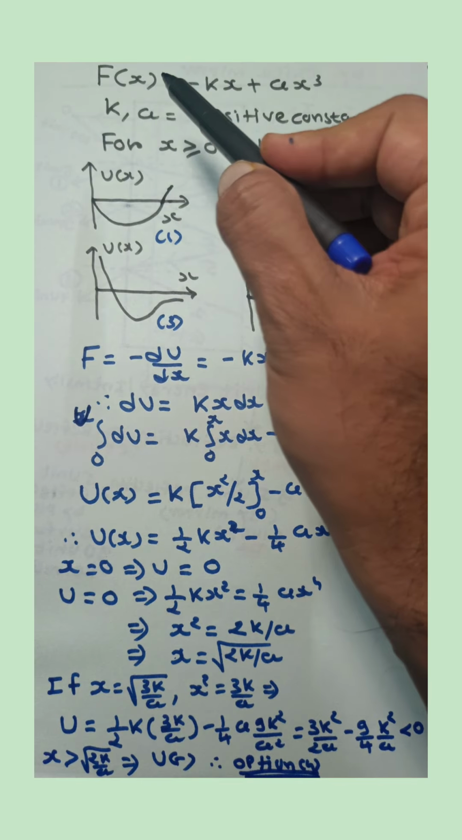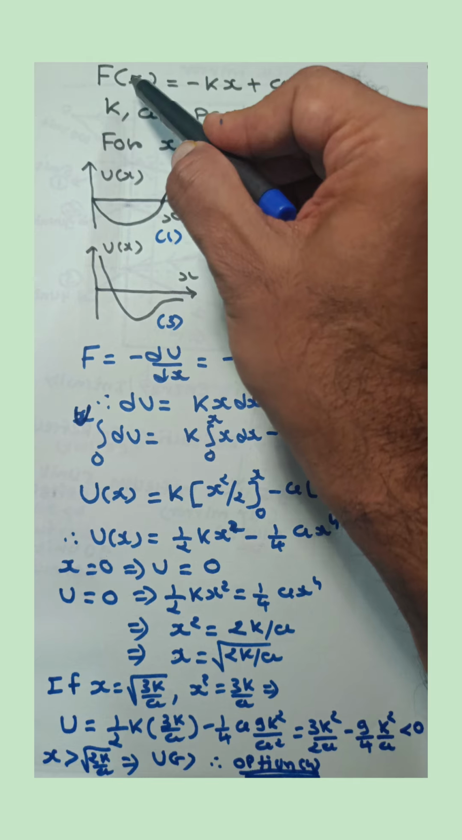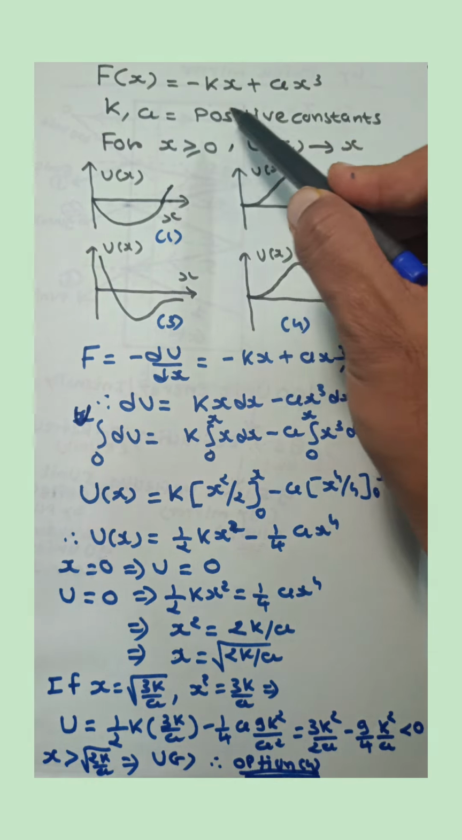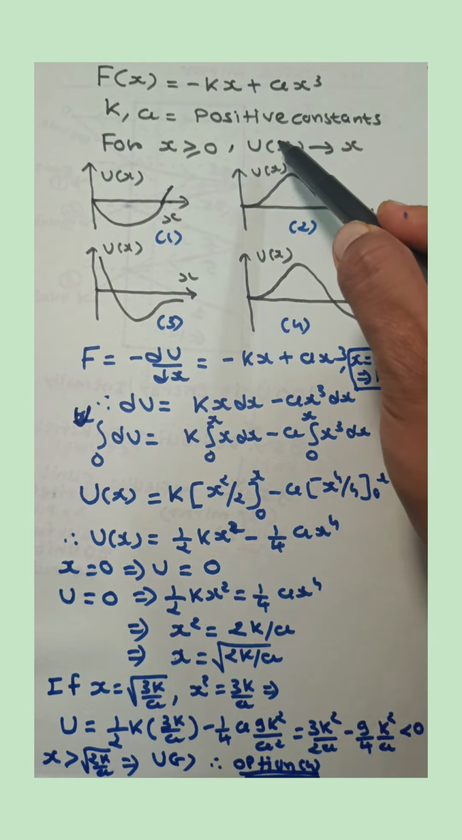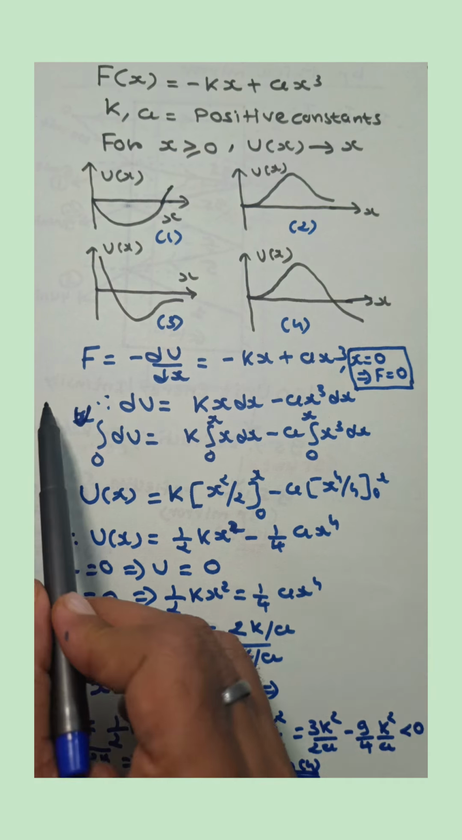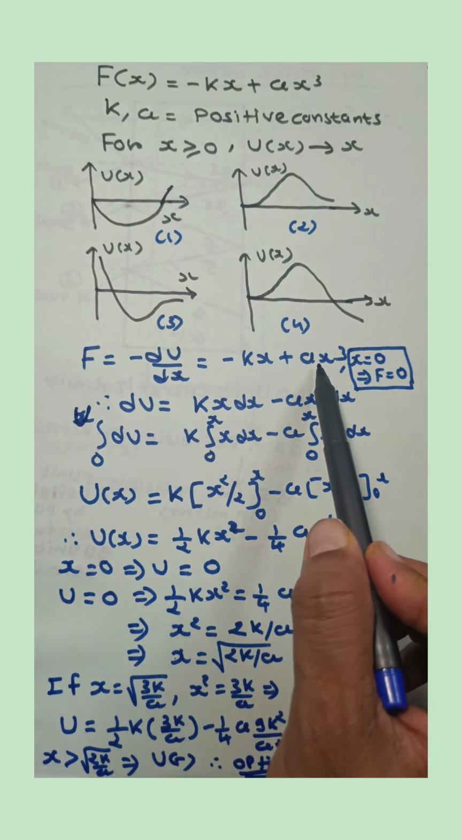Force acting on a particle is given as a function of position x: F = -kx + ax^3, where k and a are positive constants. For x greater than or equal to 0, choose the right graph of potential energy versus position x. F is equal to -dU/dx, which is equal to -kx + ax^3.